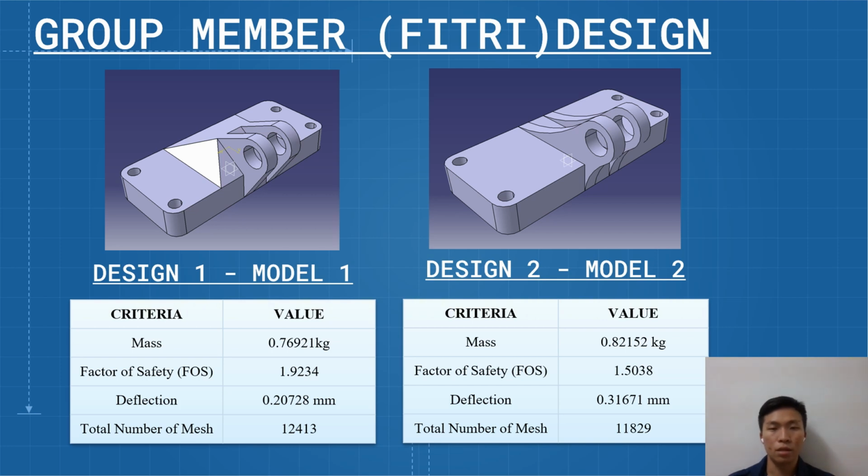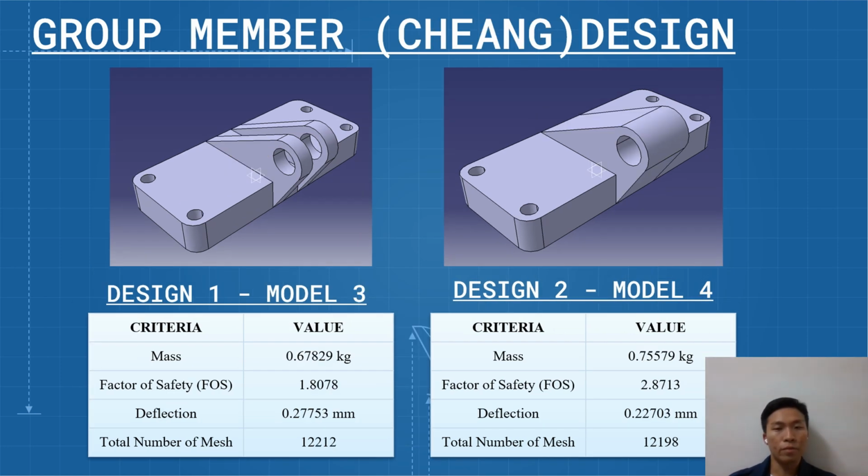Based on the design and data given after analysis by ANSYS, the first design successfully hit the requirement with a mass of 0.7691 kg. The second design failed because the mass was higher than the requirement, which is 0.82152 kg. Besides that, the second group member's design is by CHEANG. Design 1, model 3 successfully hit the target of the requirement with a mass of 0.67829 kg. For the second design, model 4, it also successfully hit the target of the requirement with a mass of 0.75579 kg.